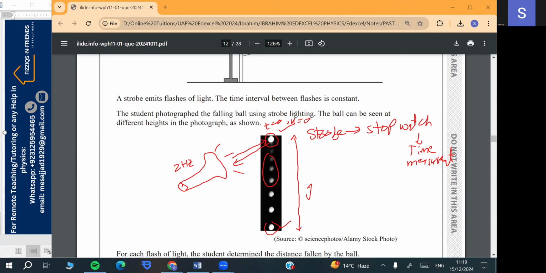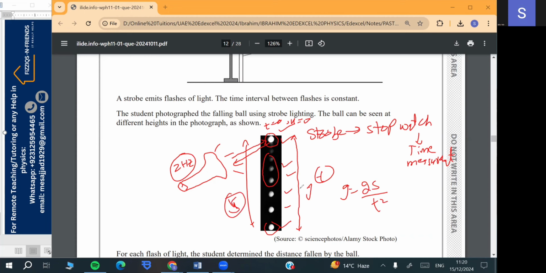So they're not using a stopwatch here, they are rather using a strobe. A strobe is a device which emits flashes of light to image the object at a very precise location. So you are emitting the flashes, and the flashes are giving you these images, right? When you measure the distance between these two images and use this frequency, you will get the time. And when you know the time and this height, you can easily find the gravity using the formula 2s over t square.